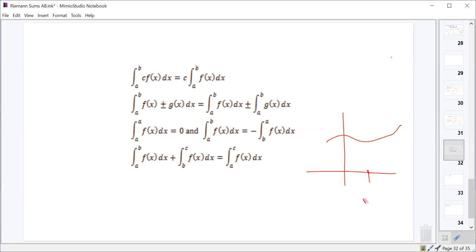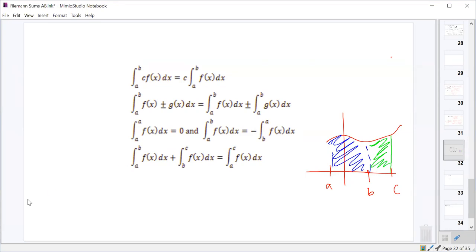And then lastly, the integral from a to b of a function plus the integral from b to c of a function ought to equal the integral from a to c. And hopefully that makes sense too, because if I have an integral from a to b, that's this area under the curve. And if I have an integral from b to c, well, that's this area under the curve. That should be equivalent to the entire area from a to c. Everybody good with that? Yeah. All right, cool.